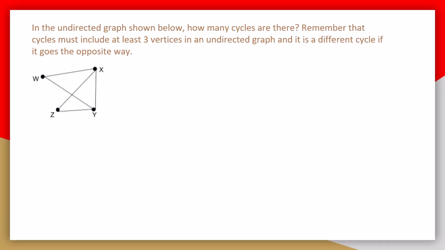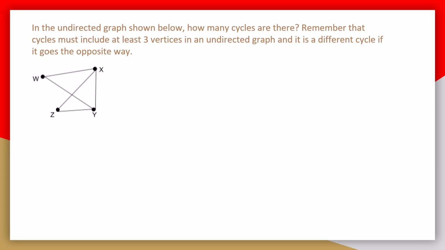So this is our question. In the undirected graph shown below, how many cycles are there? Remember that cycles must include at least 3 vertices in an undirected graph, and it is a different cycle if it goes the opposite way. So we can do this in a couple of ways. First of all, we can go by length. Length 3 is the shortest that you can do.